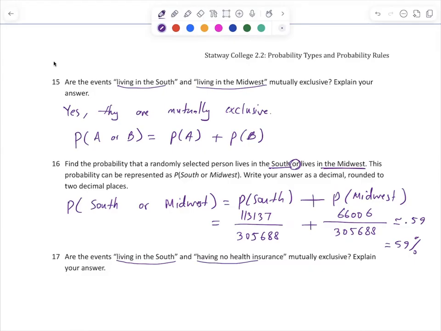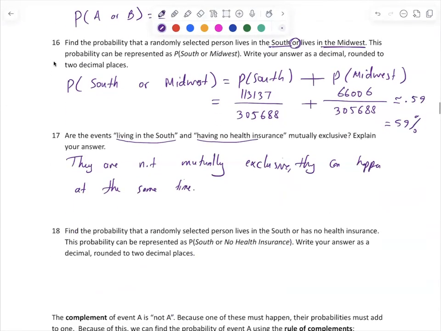Are the events living in the South and having no health insurance mutually exclusive? Well, they can happen at the same time. So they are not mutually exclusive. They can happen at the same time. Find the probability that you randomly select a person, that person lives in the South or has no health insurance. Take a look at this.